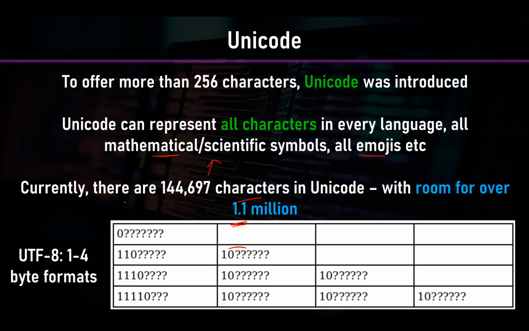If we have a single byte character, then it's going to start with a 0, followed by the remaining 7 bits. If we've got a 2 byte character, then it's going to start with 110 for the first byte, and the second byte is just going to start with 10.